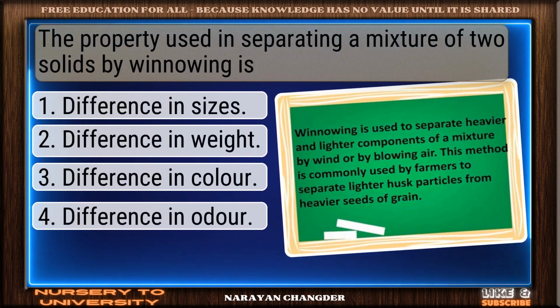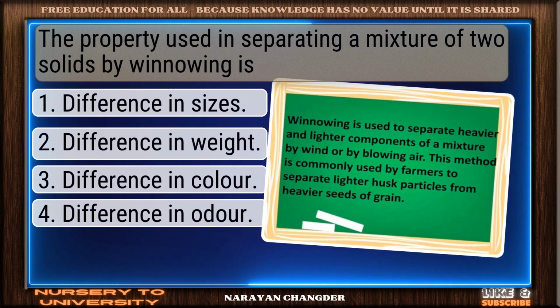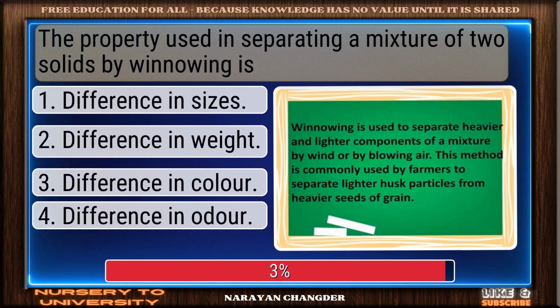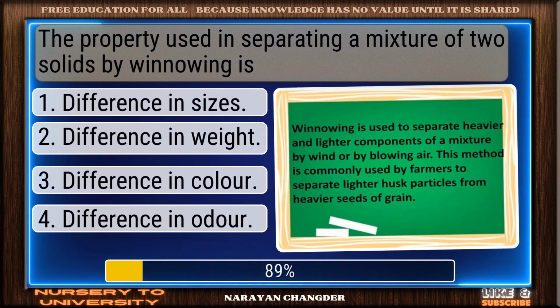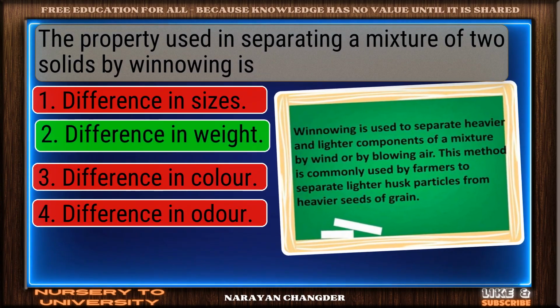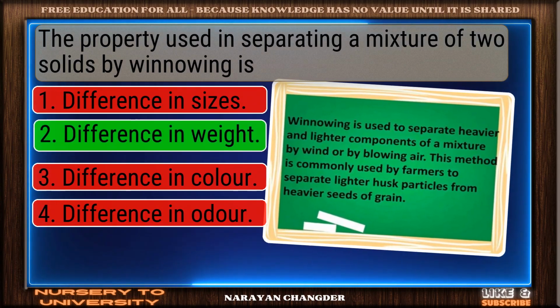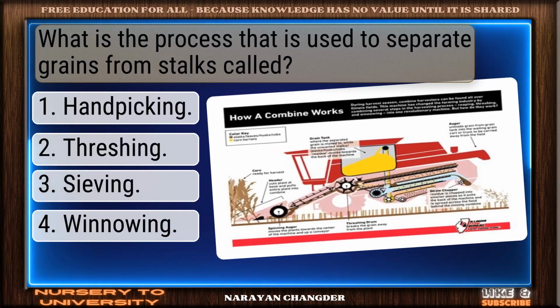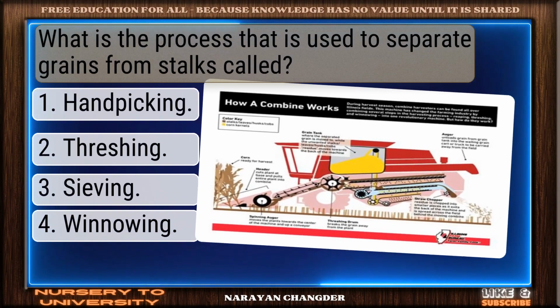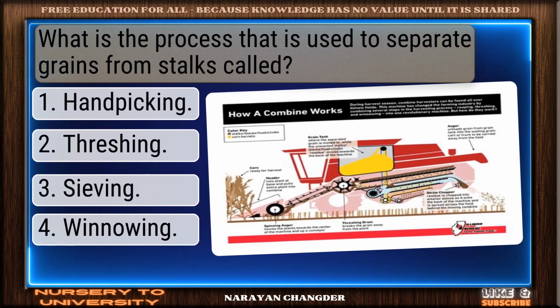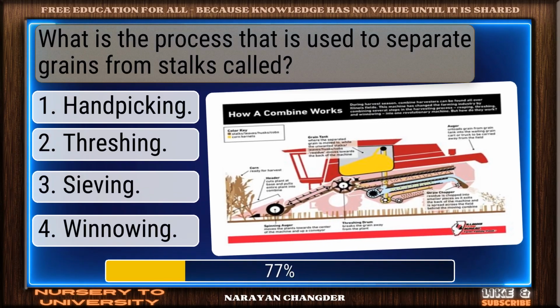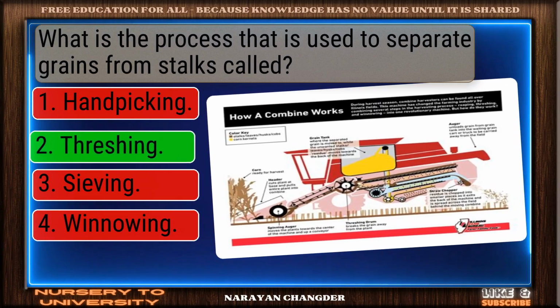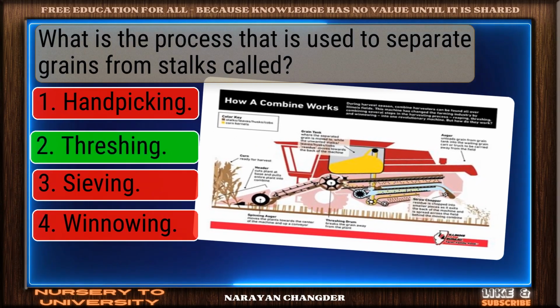The property used in separating a mixture of two solids by winnowing is... You chose difference in weight, and it is correct. What is the process that is used to separate grains from stalks called? Right again. Threshing is a valid answer.